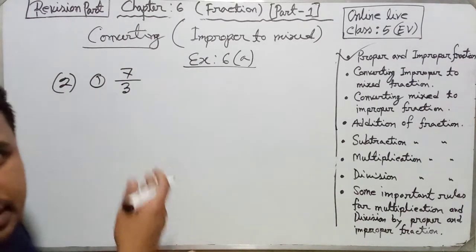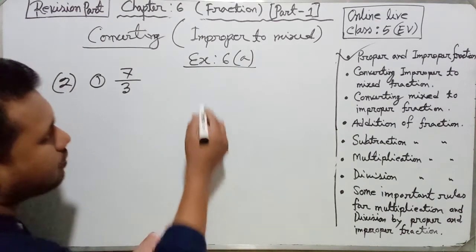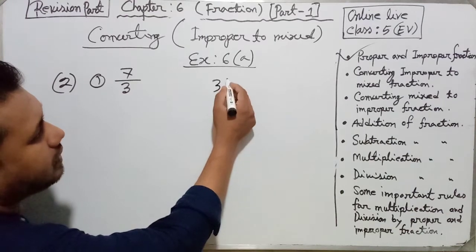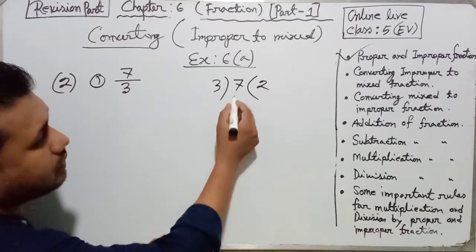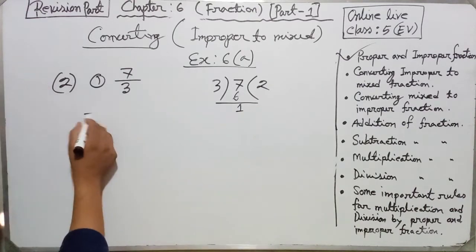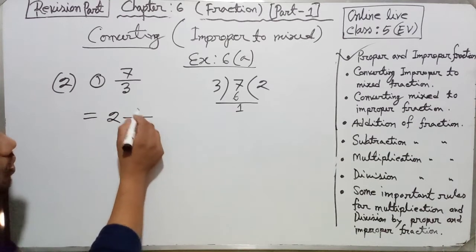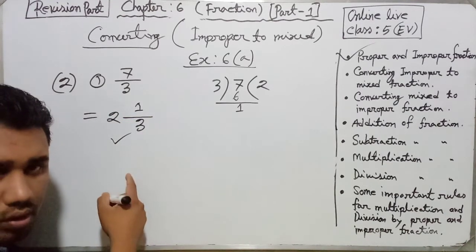Now 7 by 3, this is an improper fraction. Now we have to convert it as a mixed fraction. So dear students, now divide 7 by 3. Now what will be the answer? 2. This is 6 and now 1. Now you have to write the answer 2 whole 1 by 3. So this is your answer, 2 whole 1 by 3.